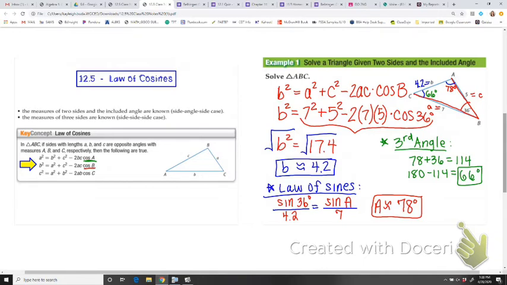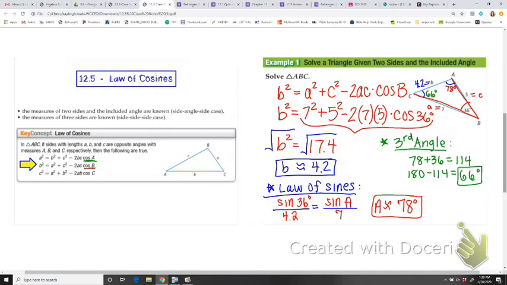So if I look to my left and look for cosine of angle capital B, that middle one, that is the equation I'm going to use to solve this one. If I had the angle A, I would use the top equation. If I had angle C given to us, we would use the third one. But since angle B was given, we're going to use that middle one. b squared equals a squared plus c squared minus 2ac times cosine of angle B.